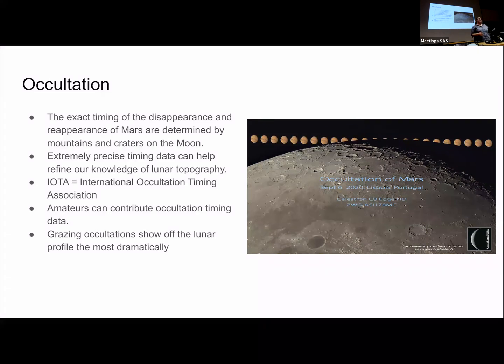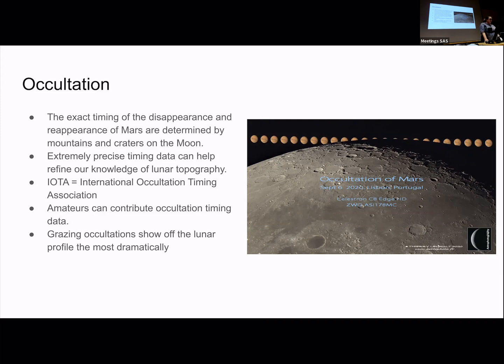So the times that I'm going to give you in just a moment, so that you can put it on your calendar to go out and watch this event, are only approximate. It's going to be within a few seconds, but it might not be quite right because it depends on exactly where on the moon Mars is going behind. If there's a mountain or a crater there, that's going to affect the exact timing of the occultation.